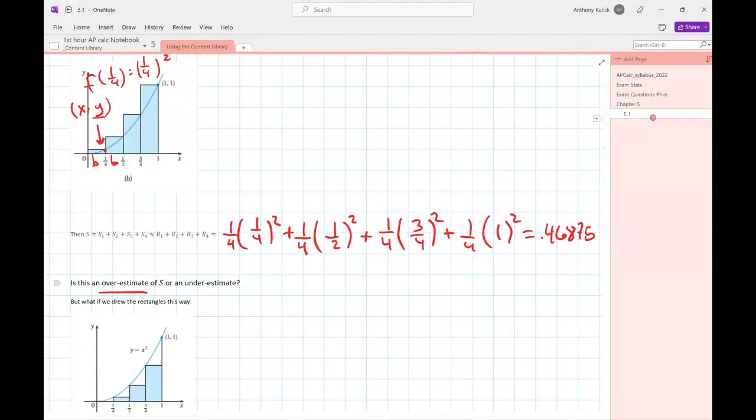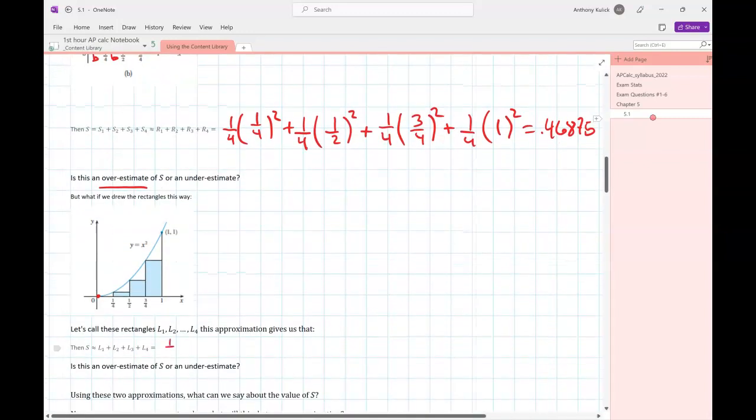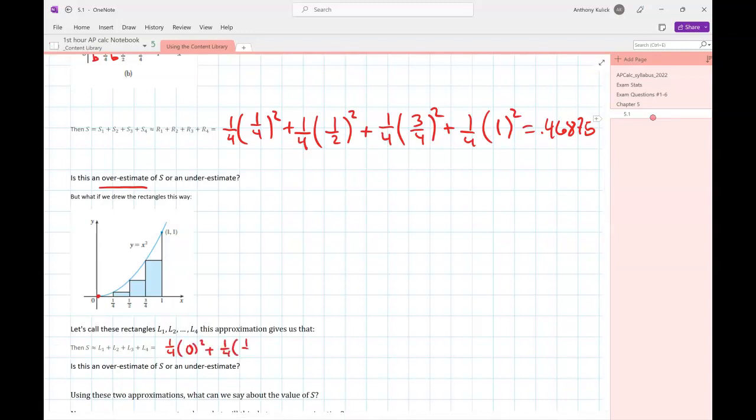What if instead of using the rightmost point on my subinterval as the height of my rectangle, what if I used the leftmost point as the height of my rectangle? Same idea, so you can compute it the same way. But again, I heard the mumbling already that what we have now is an underestimate. Let's see what that estimate is.